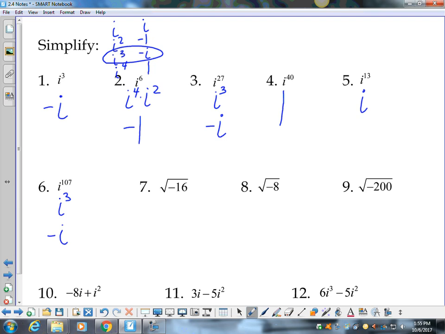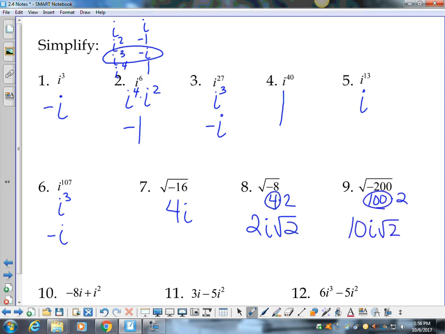Okay, now we're going to just do roots. Now normally, if I just looked at the square root of 16, I would know that that's a 4. But it's the square root of a negative 16, so now it's a 4i. So anytime you have a negative up under the root, all you have to do is pop out an i. 8's not a perfect square, but it's 4 times 2. Square root of 4 is 2. Pop the i out. There's the 2 that's left over. 200 is 100 times 2. Square root of 100 is 10. Pop the i out. 2 left over.